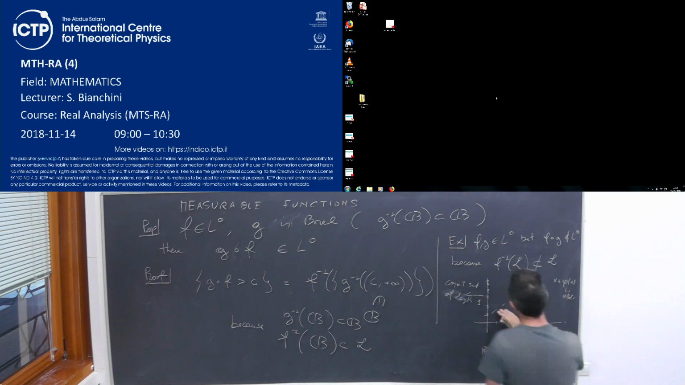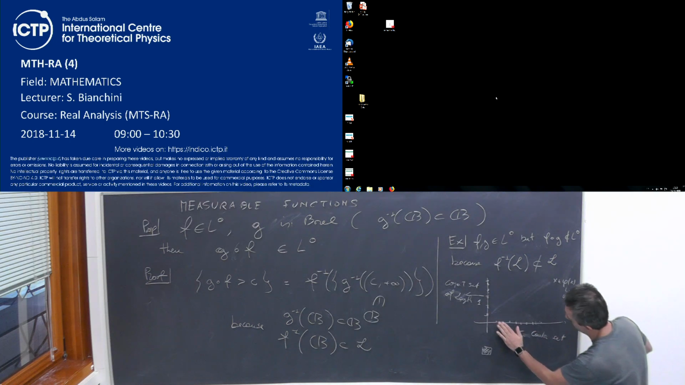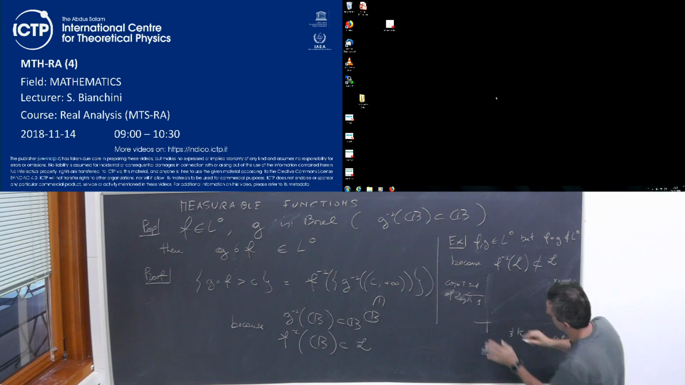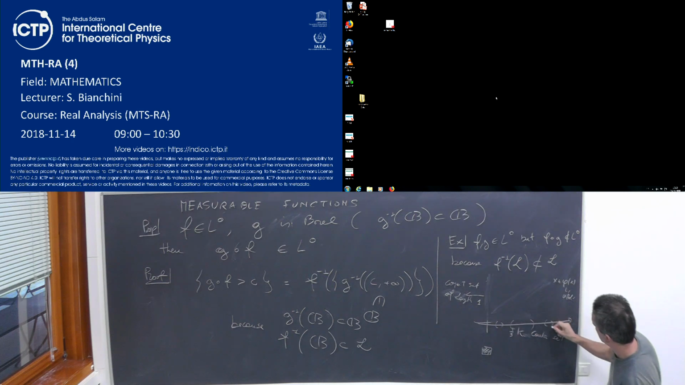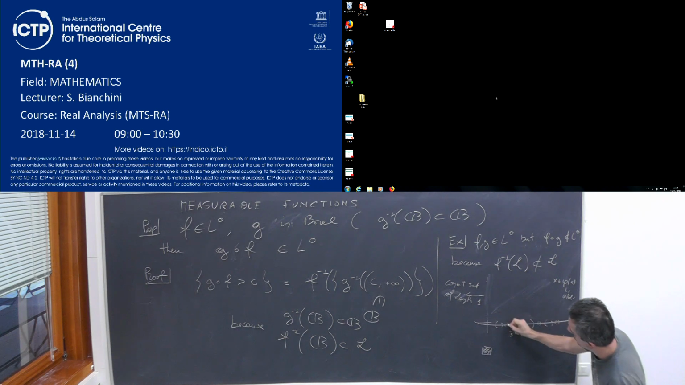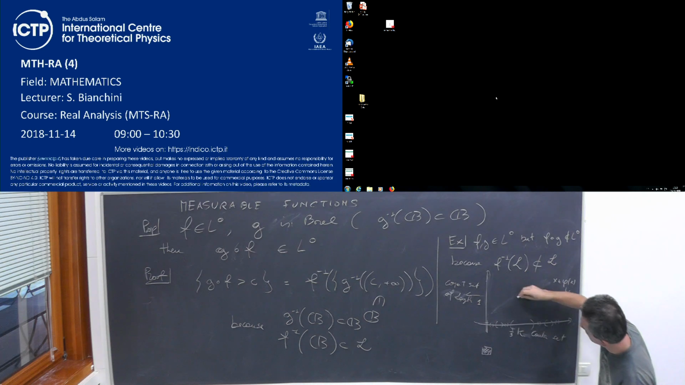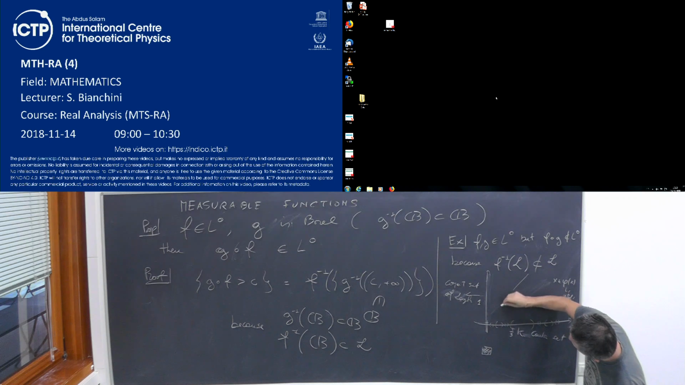So if you remember, let me try to do a picture a little bit better, because otherwise you don't see it. If you remember, the construction was like this. Okay, and now the map is, so you have these pieces here.